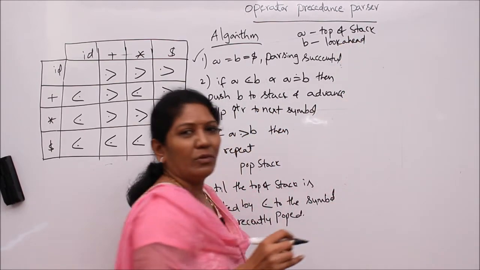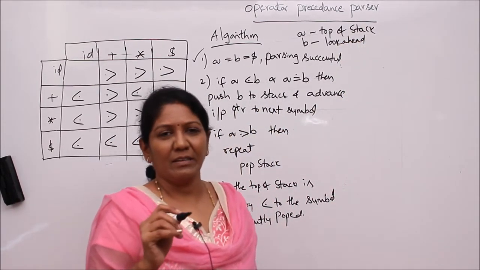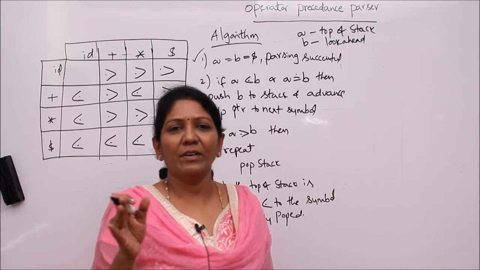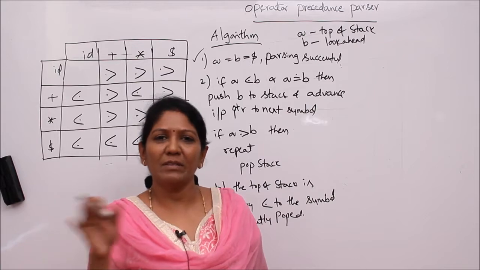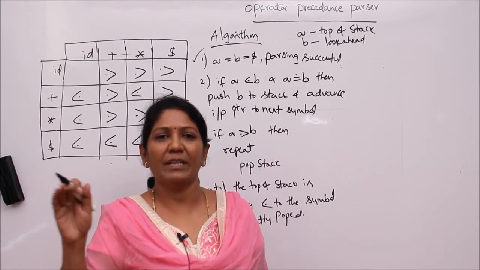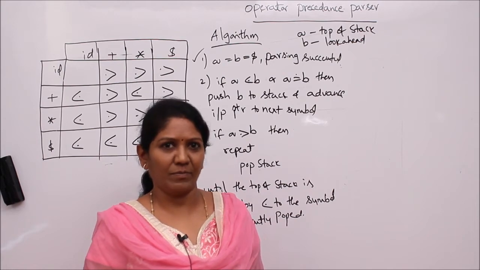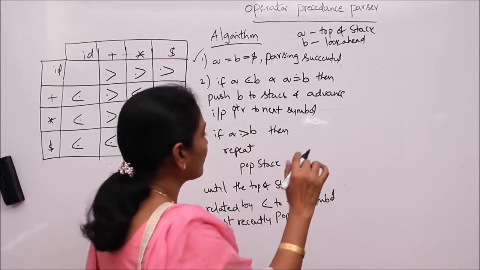So the parser uses a stack, and reads the input symbol by symbol from left to right. Whenever the input pointer is pointing to dollar, it means the complete input string is processed. By that time, if the stack is empty, it is successful completion. Okay, so look at this.